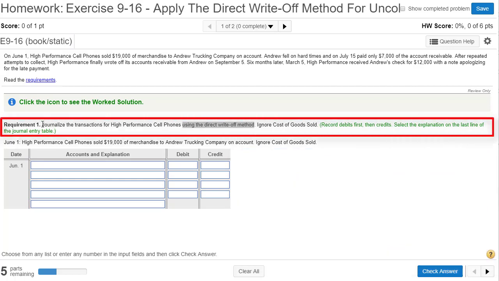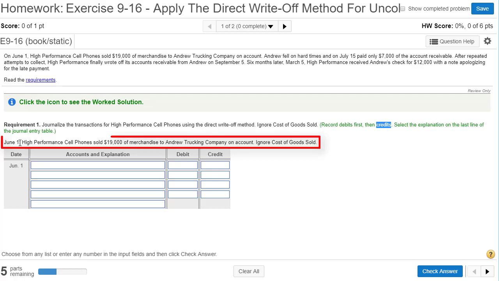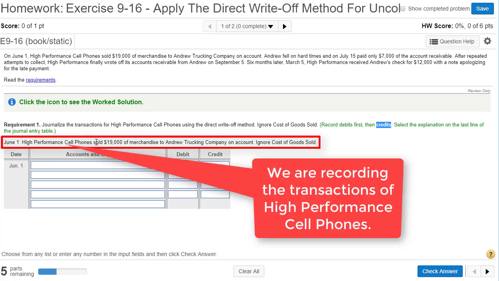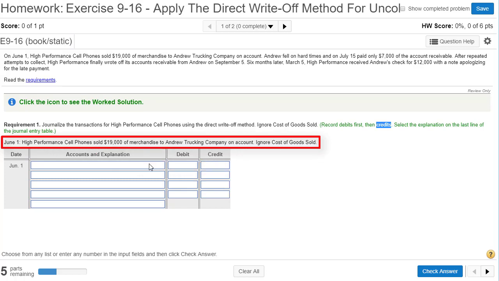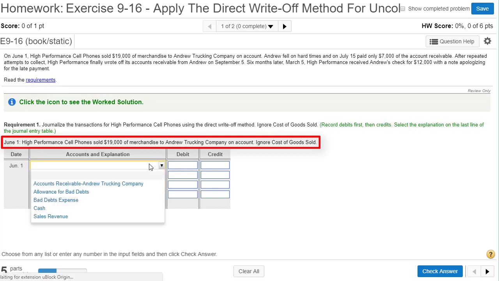So let's start here. Journalize the transactions for High Performance Cell Phones using the direct write-off method. Ignore cost of goods sold just to keep things simple. Of course, record debits first, and then credits, and then we're going to have an explanation. So June 1, High Performance Cell Phones sold $19,000 of merchandise to Andrew Trucking Company on account. Ignore cost of goods sold just to keep it simple.